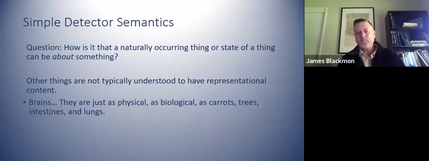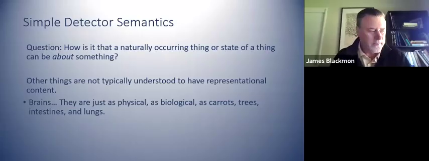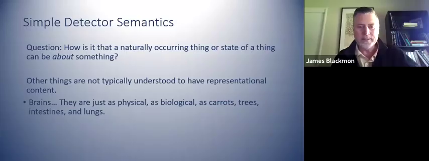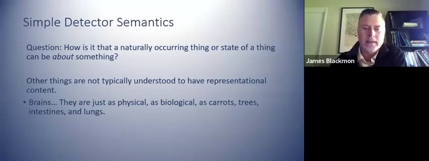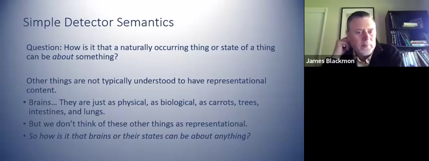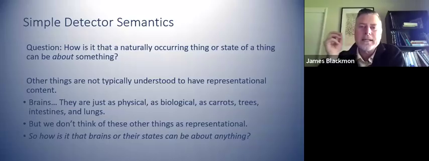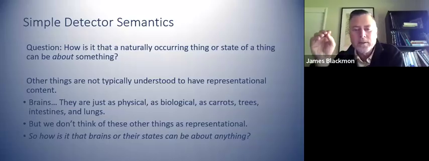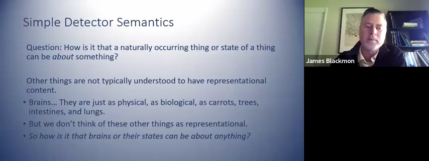Okay. And so brains, they're just as physical or even biological as the carrots and the trees and as organs like intestines and lungs. But nothing else seems to be representational. So that's the real question. How is it that brains or their states or their parts can be about anything?